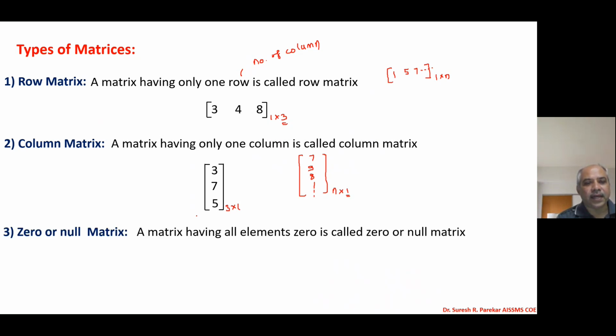Then 0 or null matrix, where all elements are 0. So whatever matrix you have, if you have 3 by 3, then also all elements are 0, and that we are going to say as 0 or null matrix.